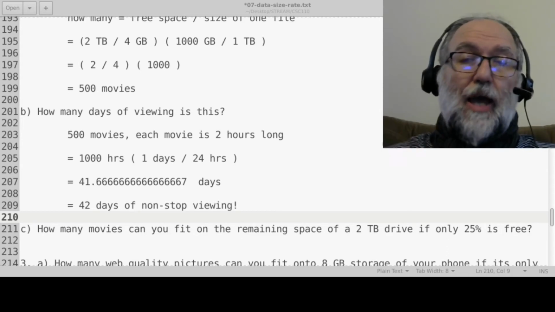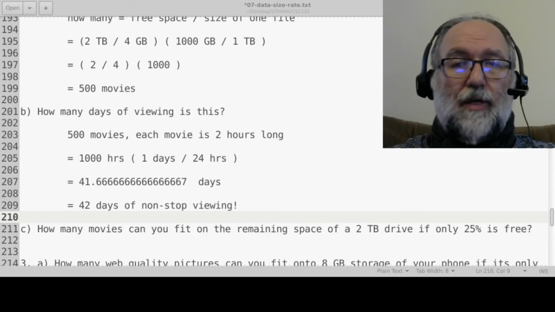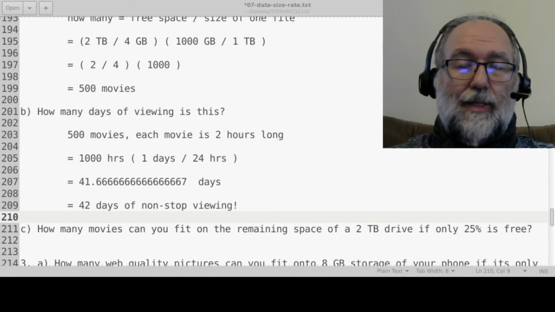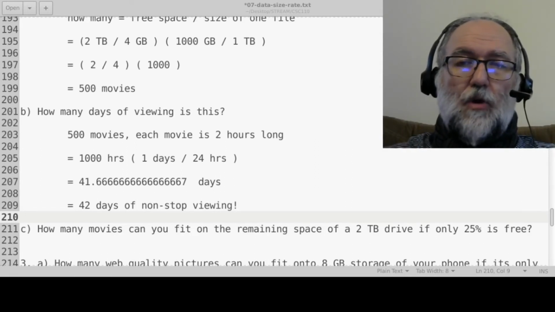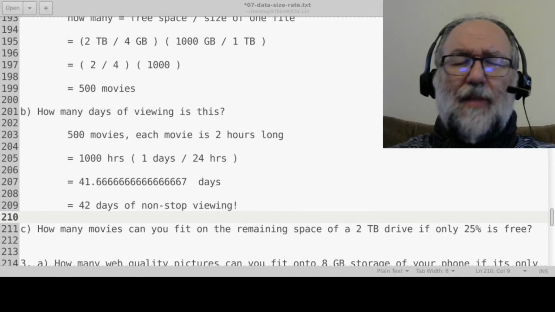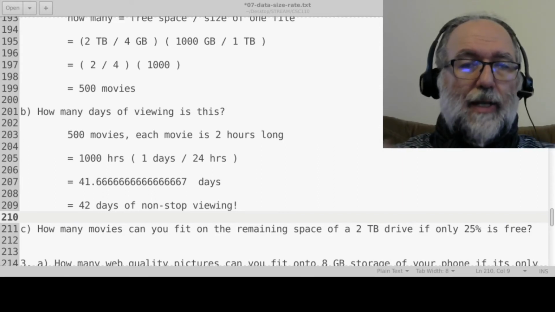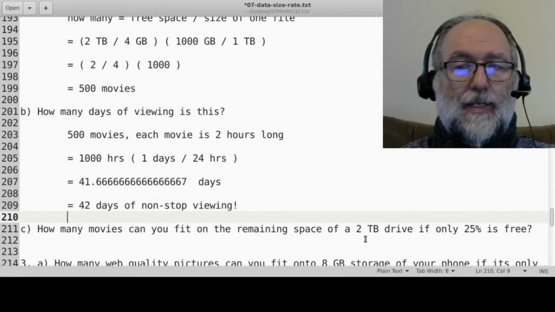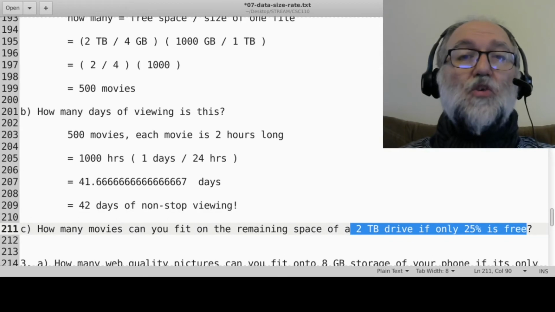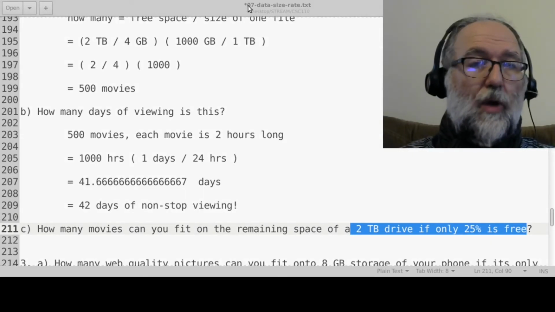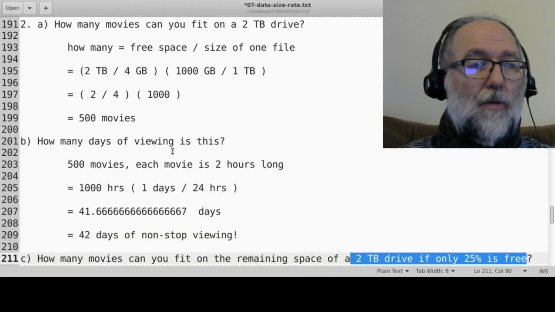Now I'll show you how you can check how much free space you have on your laptop in another lecture. But typically you'll have like 3/4 free or maybe half free, something like that. It depends on how much stuff you've already put on it. But in this next question, I'm going to assume that you have a 2 terabyte drive, but it's only 1/4 free. And so now we're going to be doing this formula again.